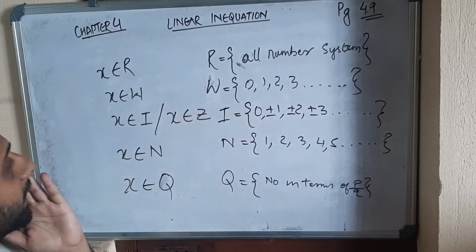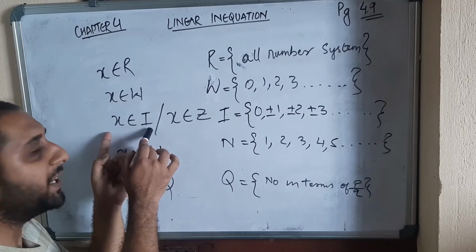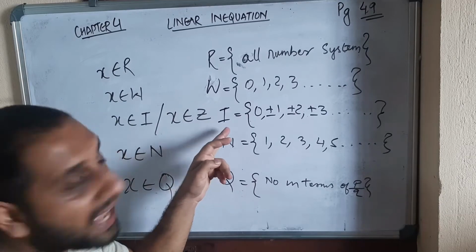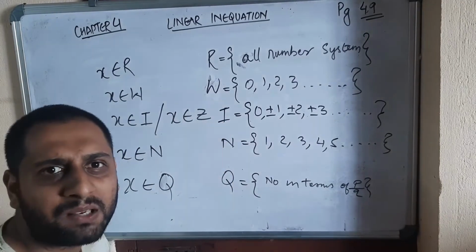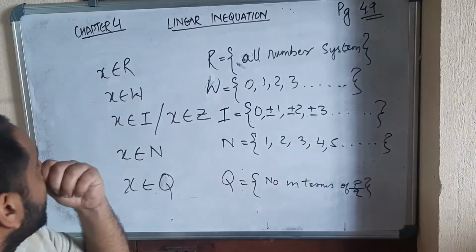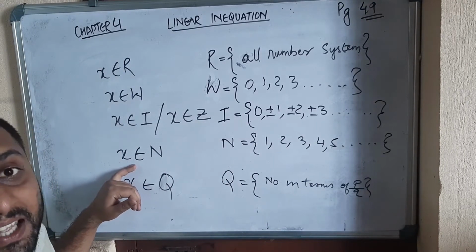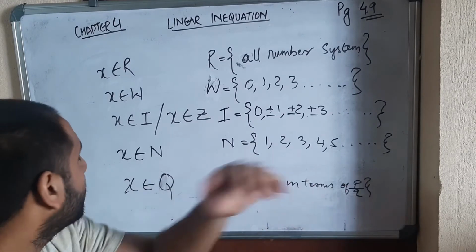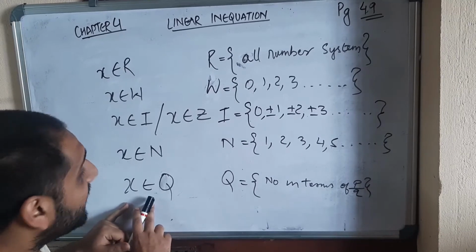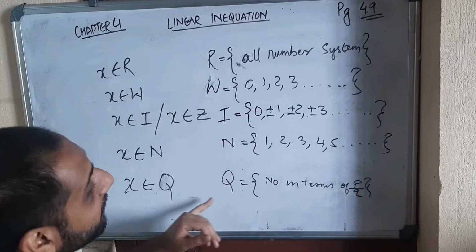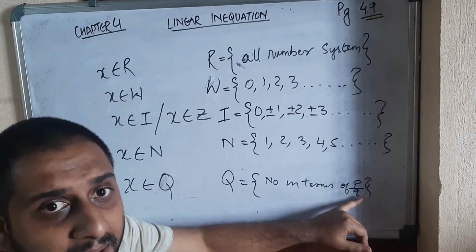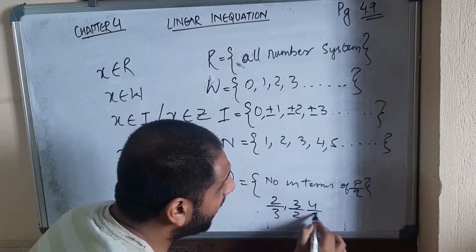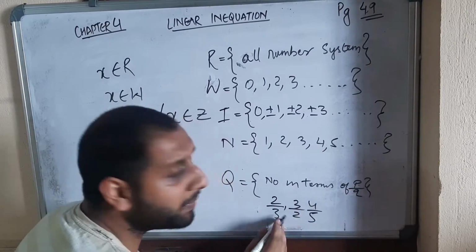This is read as x is an element of integers. You can represent it by I or with Z. Integers start from 0, plus minus 1, plus minus 2, up to infinity, it goes on. This is read as x is an element of natural numbers. Natural numbers start from 1, 2, 3, 4, 5, 6, and go on. This is x is an element of rational numbers, and rational numbers are all the numbers in the form of p by q, like 2 by 3, 3 by 2, 4 by 5. Whenever it is represented in p by q form, it is a rational number.